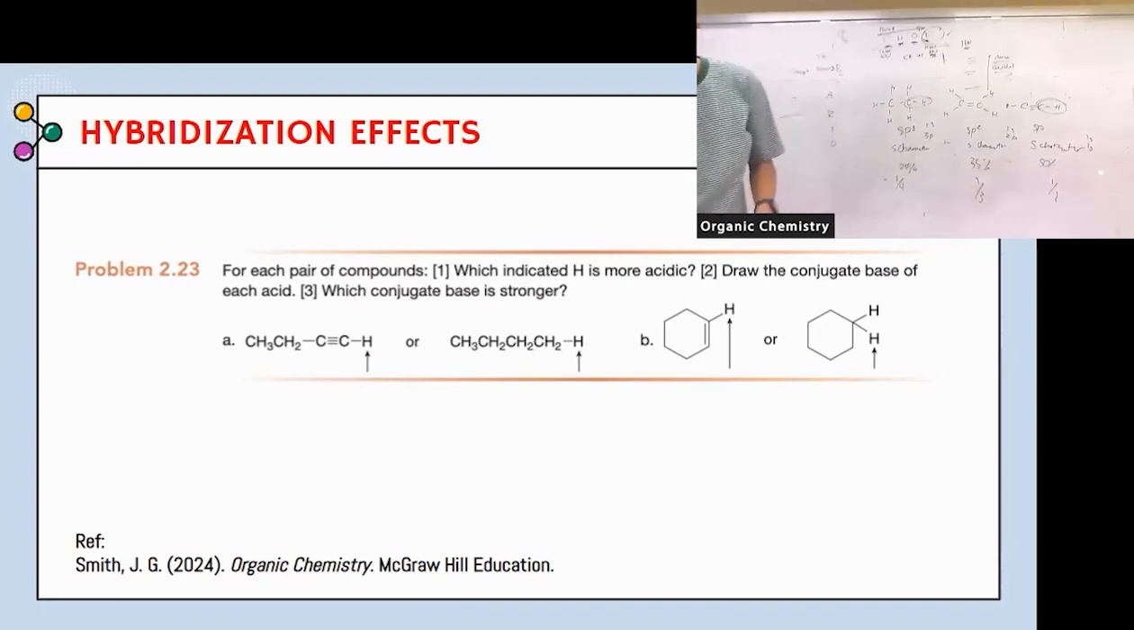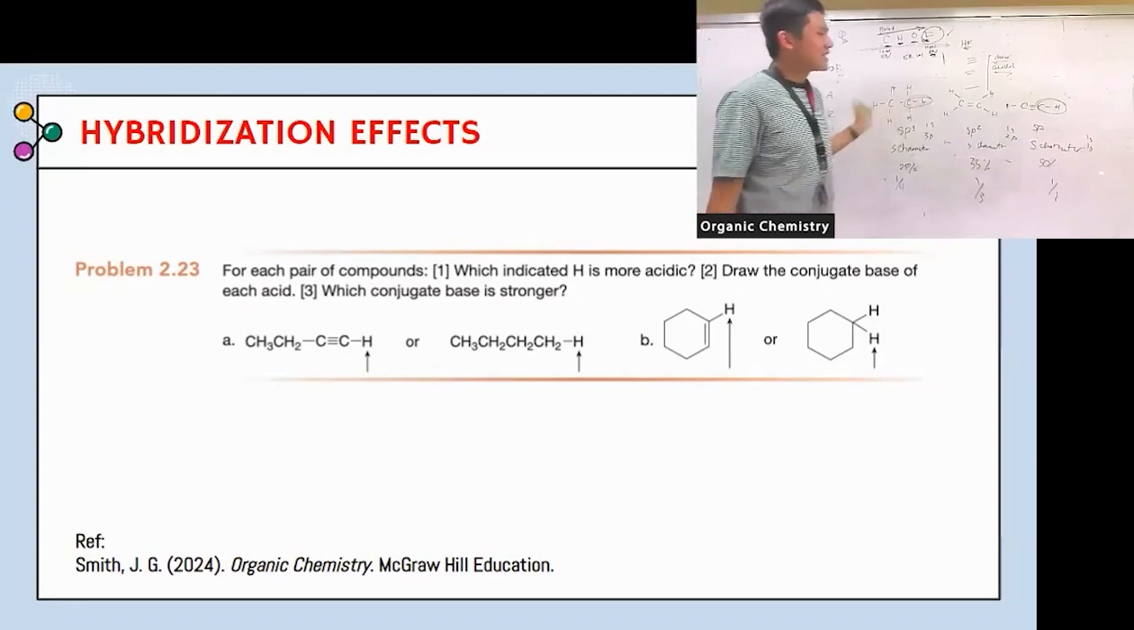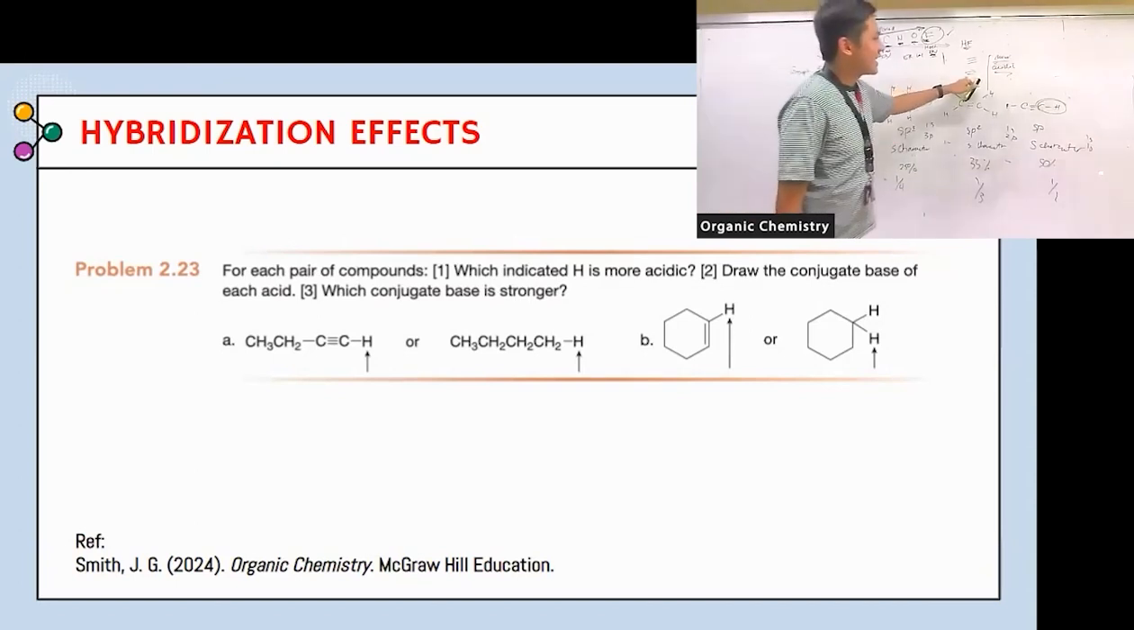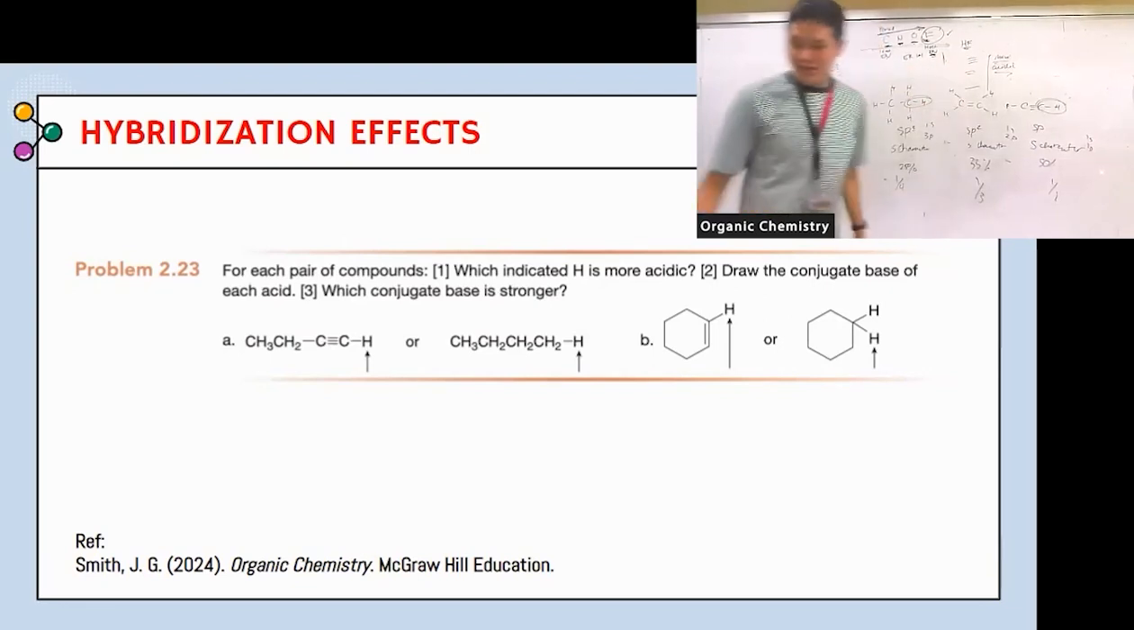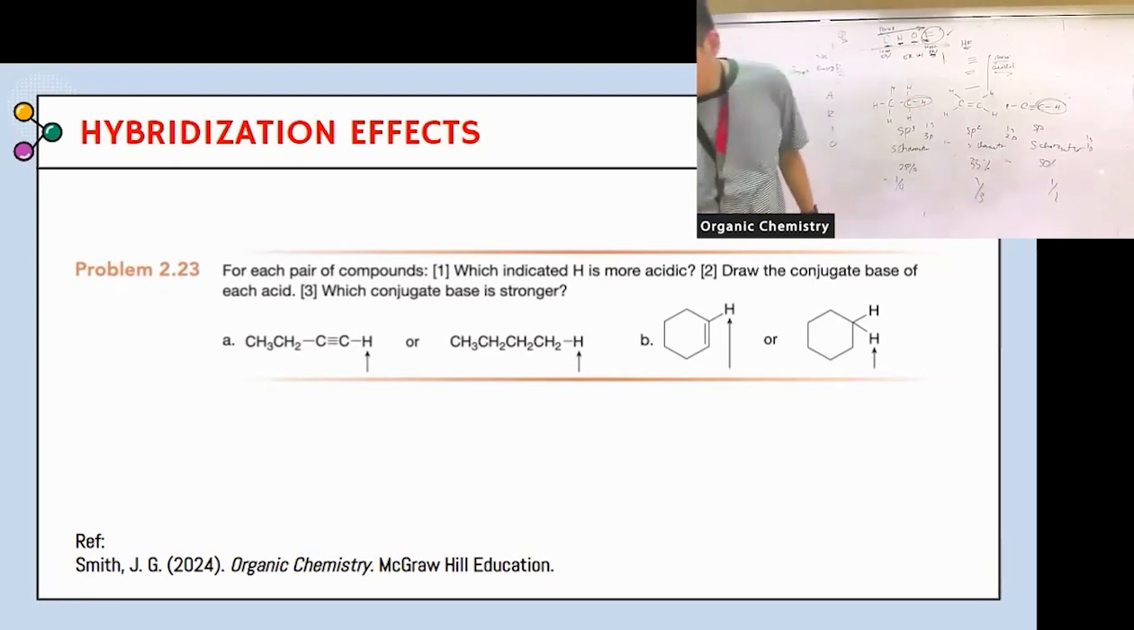So for B, which is the more acidic hydrogen? Is it the one on the left or the one on the right? Okay, so thank you for answering. The more acidic hydrogen is the one on the left because it has a double bond. Double bonds are more acidic than single bonds. Okay? Next slide, please.